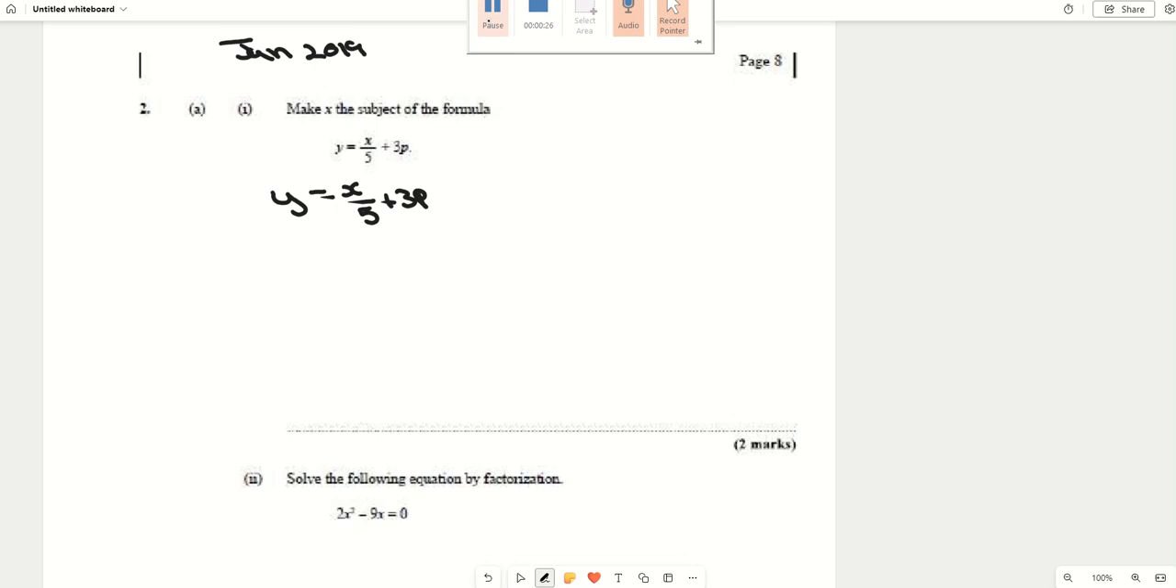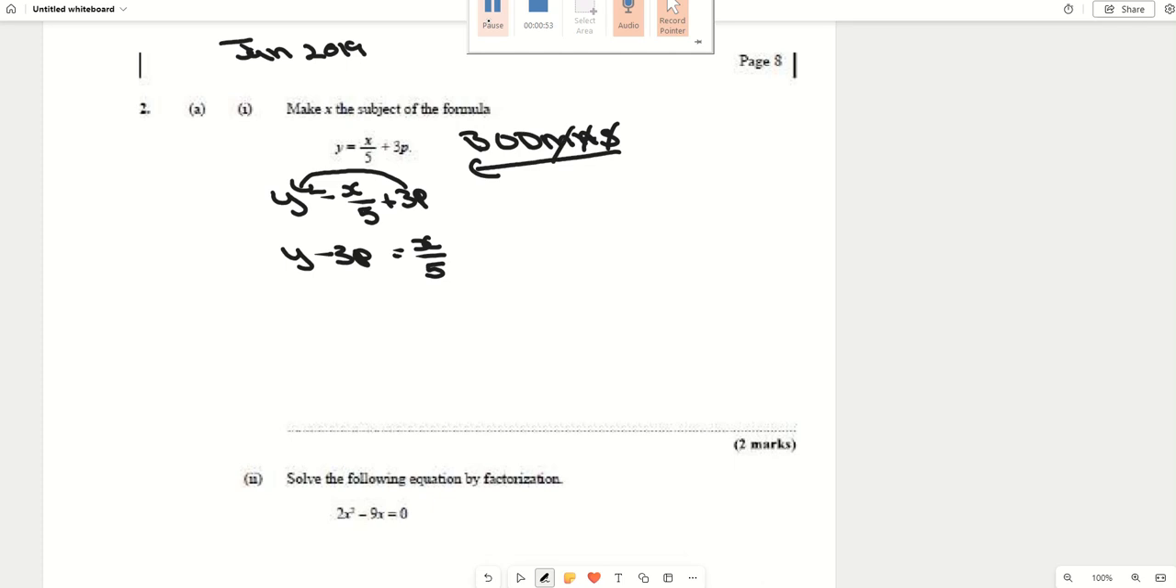Now, anytime we have to make something the subject, we always go backwards from BODMAS. So if I'm going backwards from BODMAS, is there subtraction? No. Is there addition? Yes. So addition would be the first thing we carry across. If you carry across plus 3p, it's going to be minus 3p. So y minus 3p is equal to x over 5, or x divided by 5.